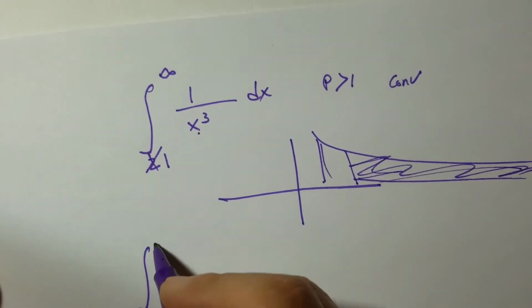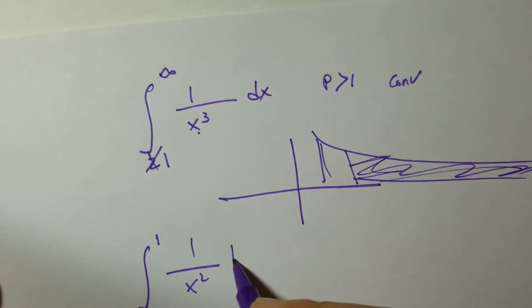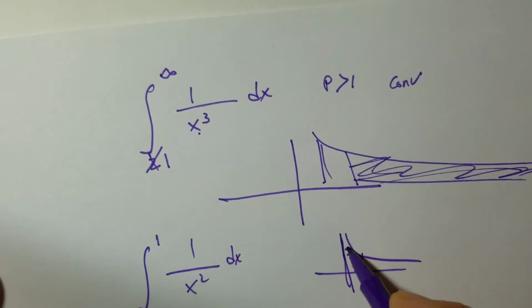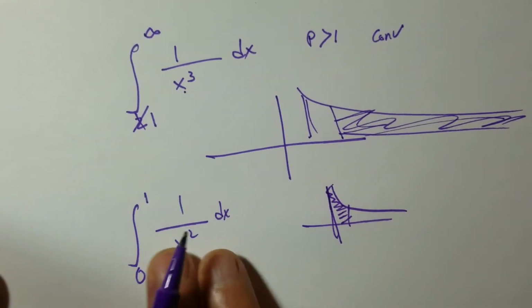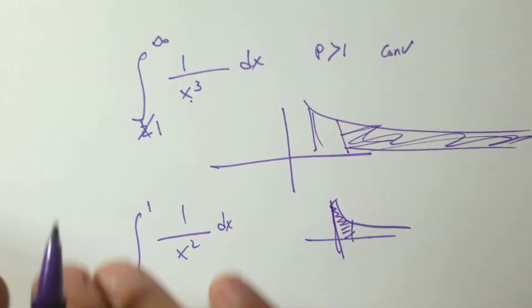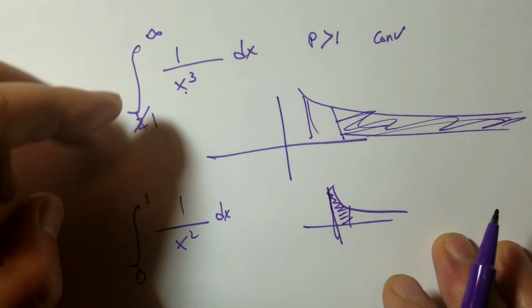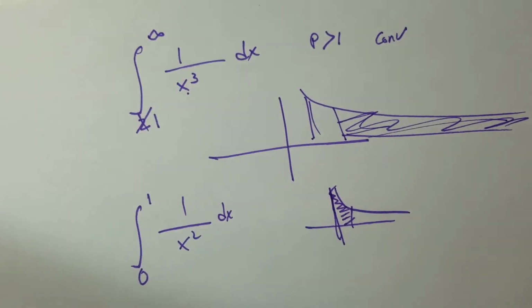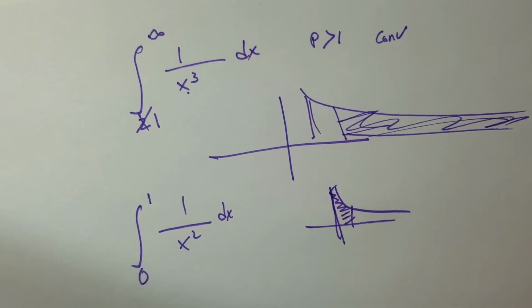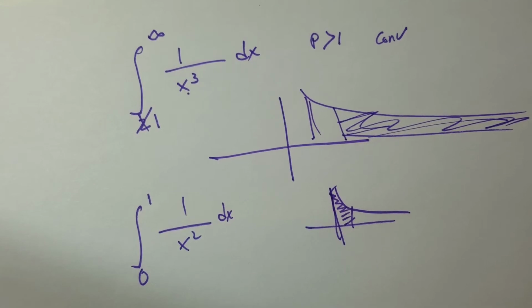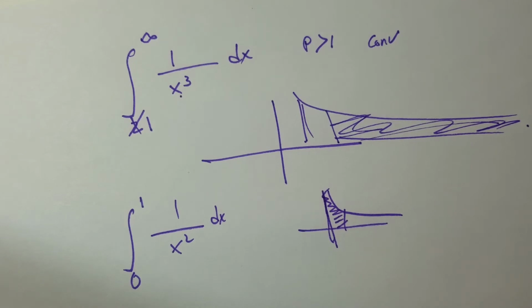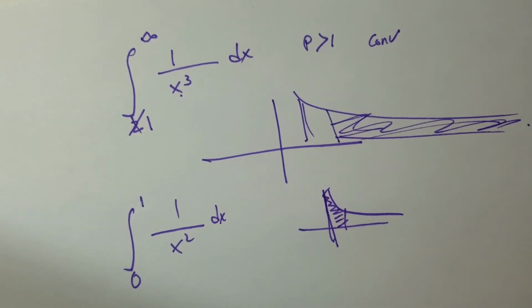But what happens if I have 0 to 1, 1 over x squared dx? This graph is right here, and 0 is here, 1 here, and I want to know that one. You cannot do P series. P series is from 1 to infinity, but you might go from 5 to infinity or 20 to infinity. And remember, if 1 to infinity converges, I bet you 10 to infinity also converges, because 1 to infinity is much, much bigger. But if 1 to infinity diverges, I do not guarantee that 2 to infinity diverges.